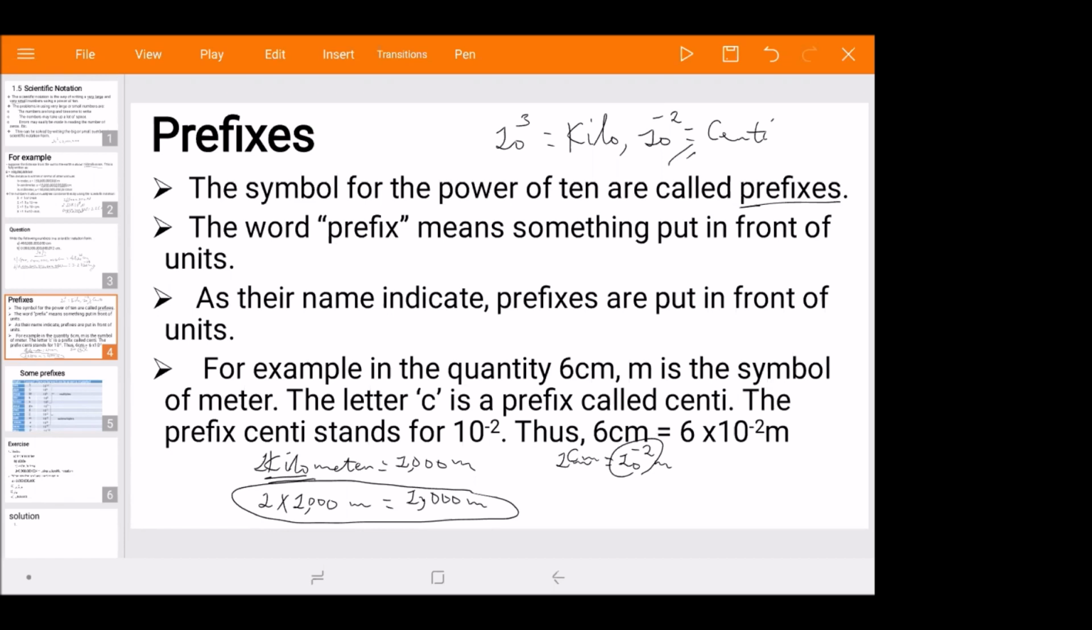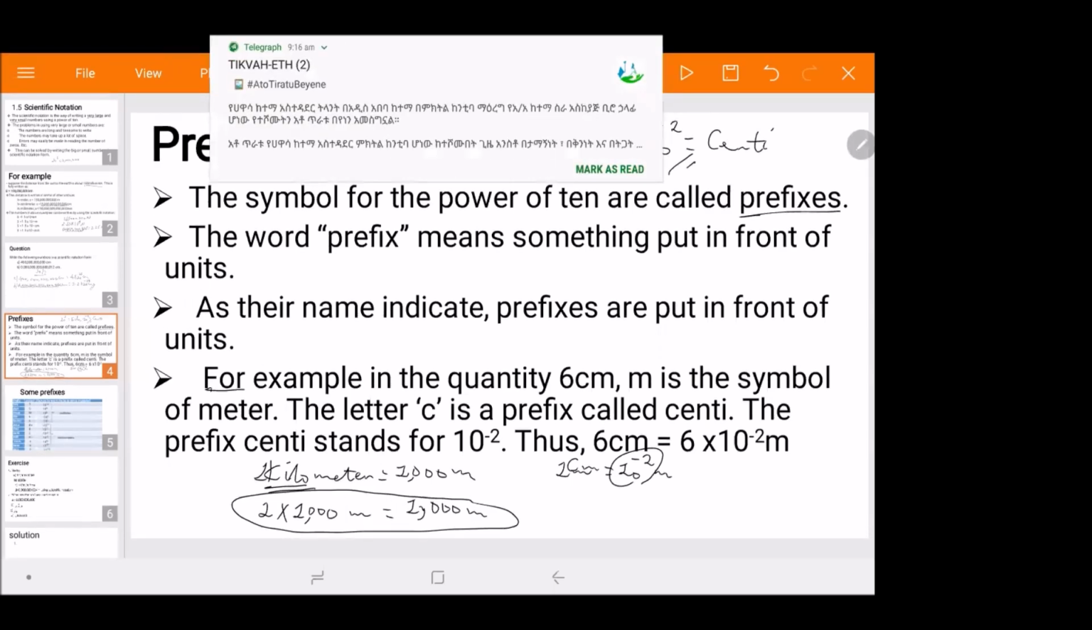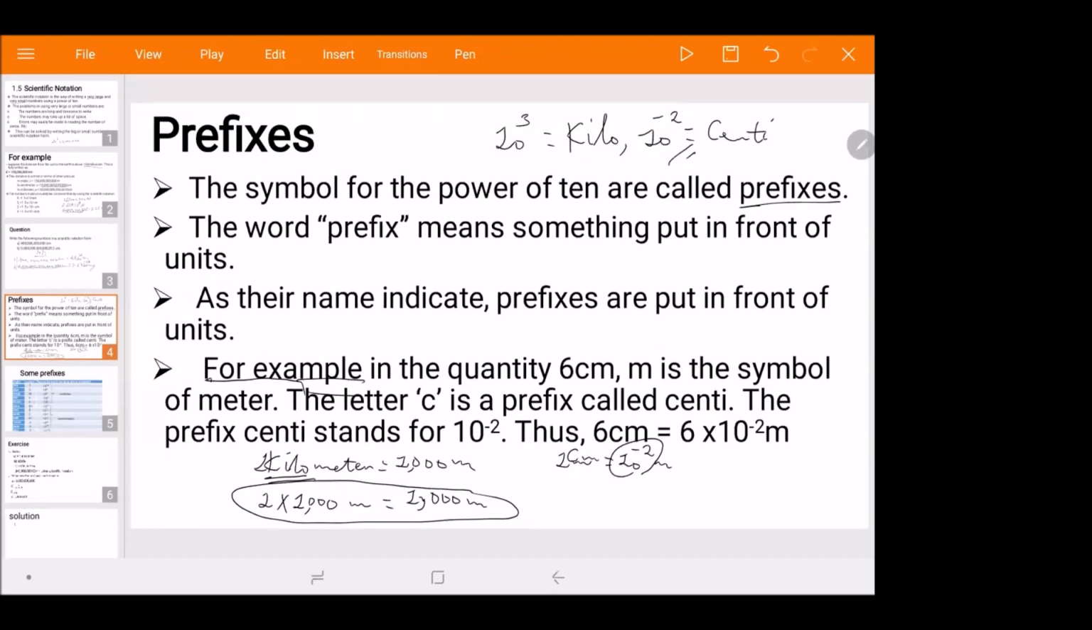For example, in the quantity of 6 centimeter, m is the symbol of meter, and the letter c is the prefix called centi. The prefix centi stands for 10 to the power of negative 2. Thus 6 centimeter is equal to 6 times 10 to the power of minus 2.